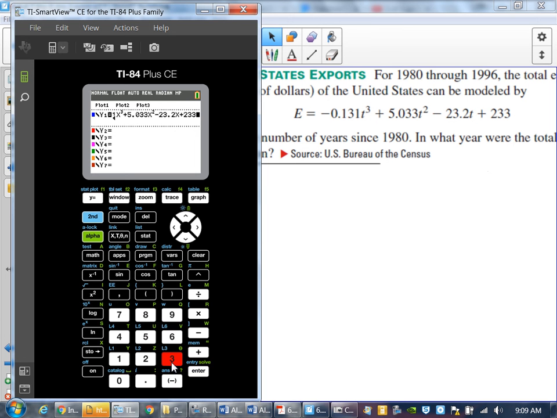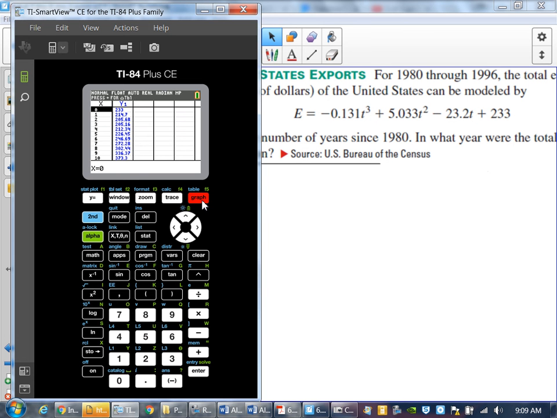Now, do you guys know how to change your table settings? If you hit the button that says second table set, where window is, it's going to ask you where to start your table. We know that year 0 is 1980, correct? So why not start at 0? Some of them do, some of them might not. It depends on what you had in there before. And now go to your table.